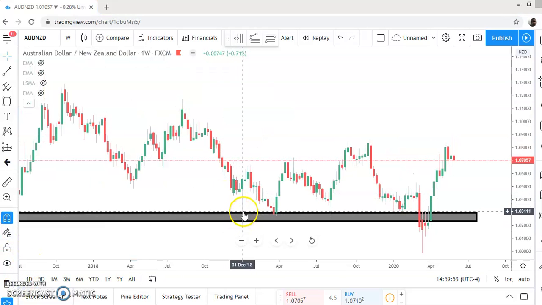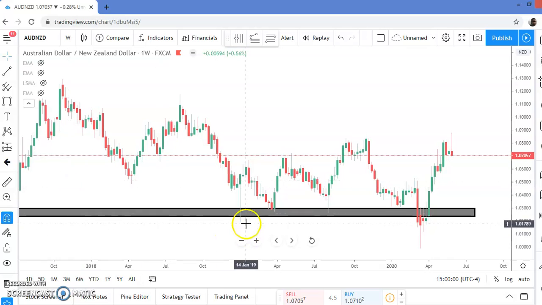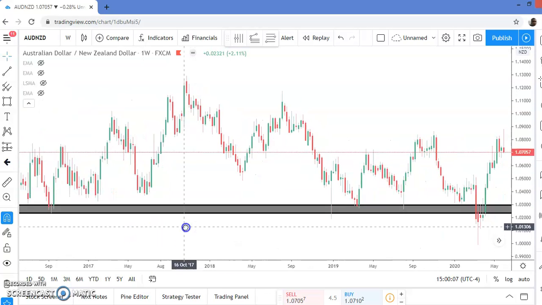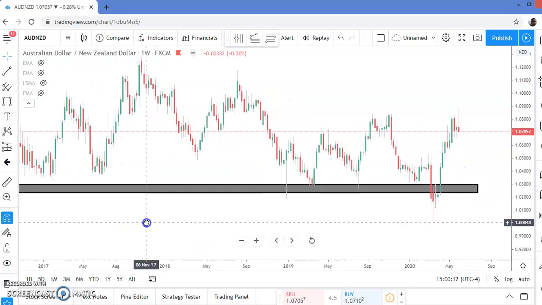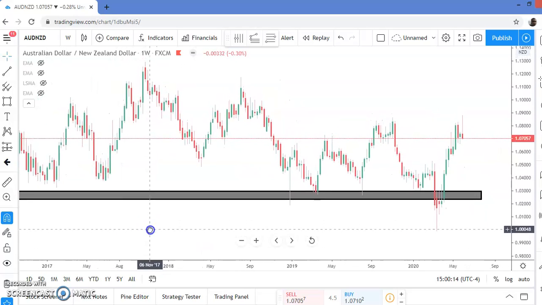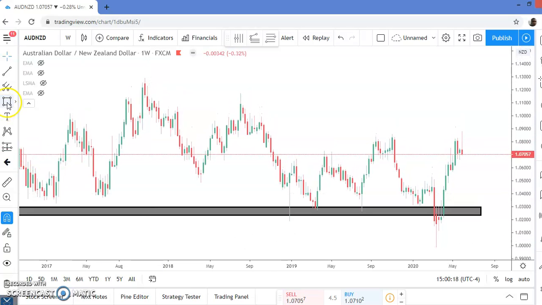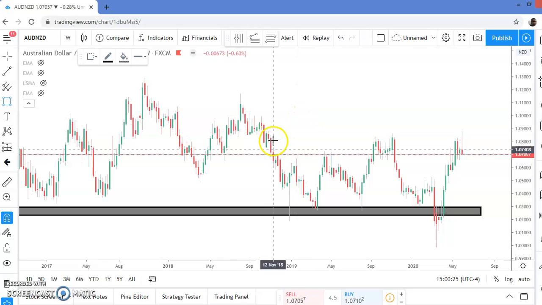So as you can see, price touched here once, 1, 2, 3, 4 times since about 2009. And again, we are looking at the weekly. Back in 2017, it touched. So that's a good area for support.